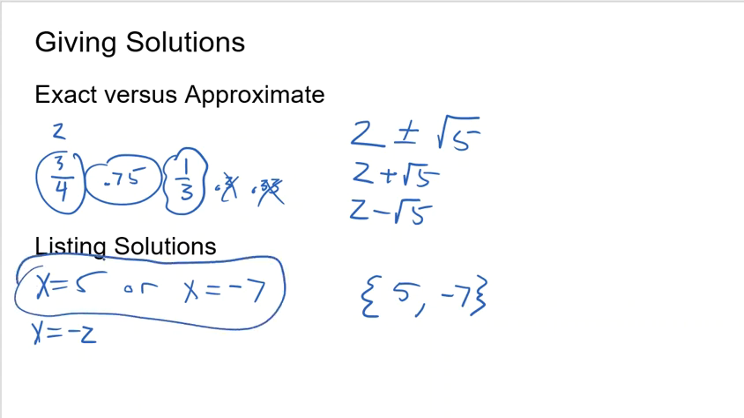I will tell you, though, in a lot of math programs that are web-based or computer-based, they're going to want you to give your answers in these brackets, 5, -7. Or again, check this one out, 2 plus radical 5, 2 minus radical 5. There's my two answers, exact answers. All right, so now I hope you guys understand when I say I want an exact answer, what I mean by that, and how I want you to list solutions.